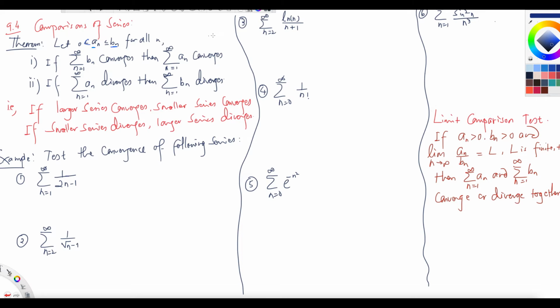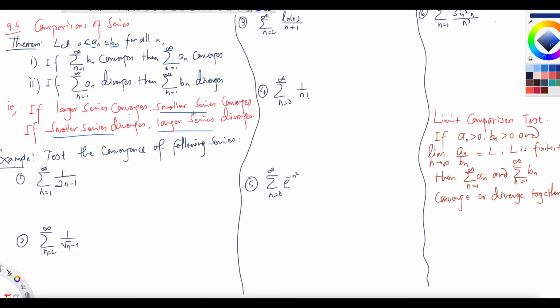Because the convergence of a series means the sum is a finite number. If the summation of the bigger terms is a finite number, then the summation of the smaller terms will be a finite number. Similarly, if the series of the smaller terms diverges, then the series of the bigger terms will diverge, because divergence of the smaller series means the sum is infinity, so the series of the bigger terms will also be infinity. In other words, if the larger series converges, then the smaller series converges, and if the smaller series diverges, then the larger series also diverges.